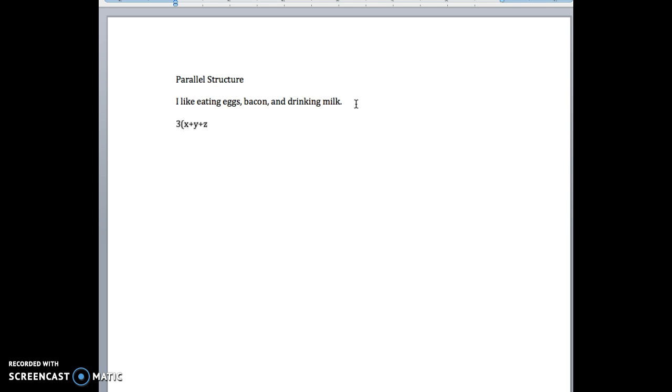And if any of you are good at math, this might sound familiar. This is very similar to the distributive property, where you can take the thing before the parentheses with addition or subtraction in there and apply it to each thing in the parentheses. So in the same way, you're kind of looking at it like this. I like eating is equal to the 3 here, and you're distributing: I like eating eggs plus I like eating bacon plus and I like drinking milk.